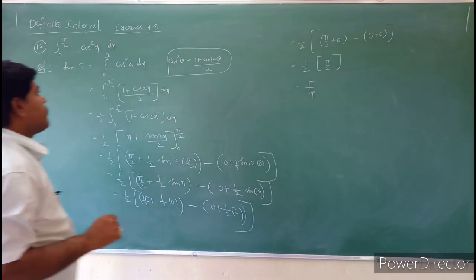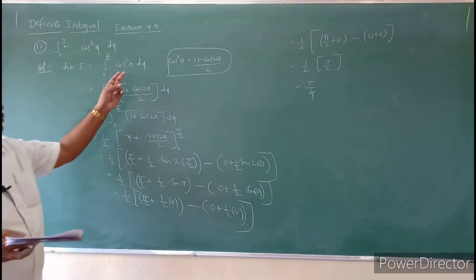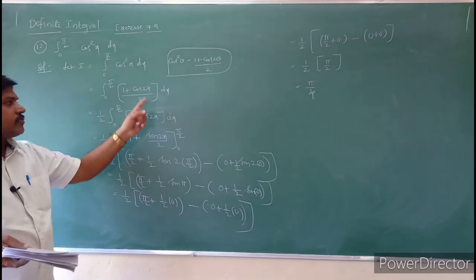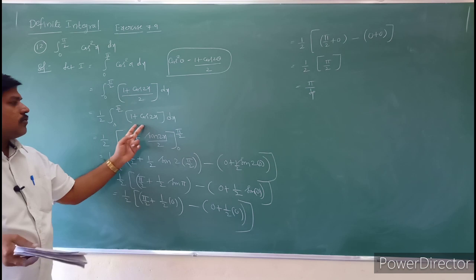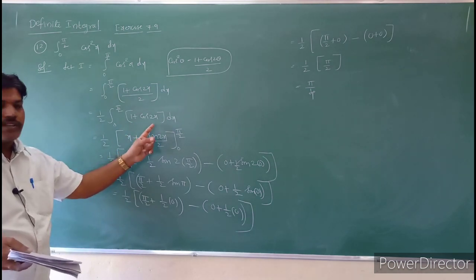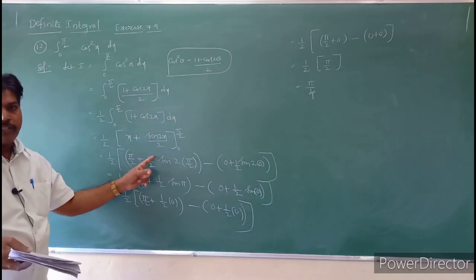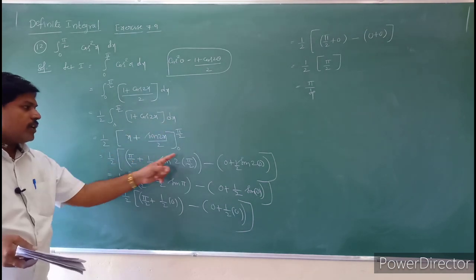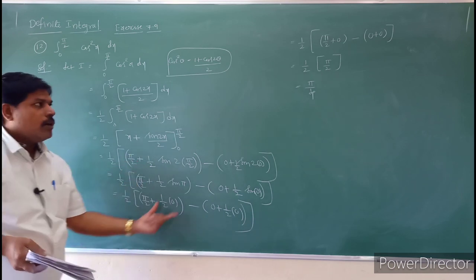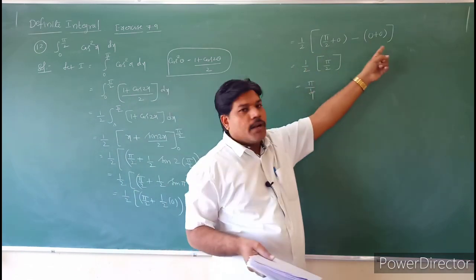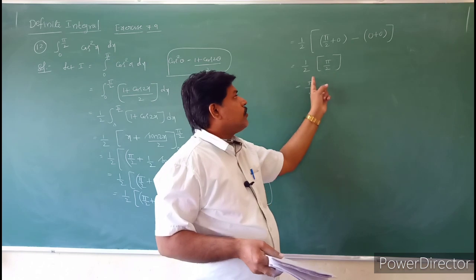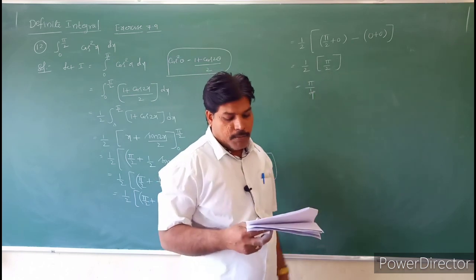So see that question, students. We don't have a direct formula for the integral of cos square x. What we are doing is taking it as 1 plus cos 2x by 2 and taking the 1 by 2 out. The integration of 1 is x and of cos 2x is sin 2x by 2. Apply the upper limit pi by 2 and the lower limit 0. The upper limit gives pi by 2 and the lower limit gives 0. So 1 by 2 into pi by 2 is nothing but pi by 4.